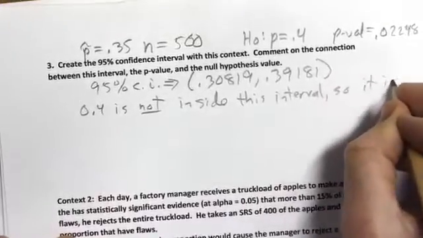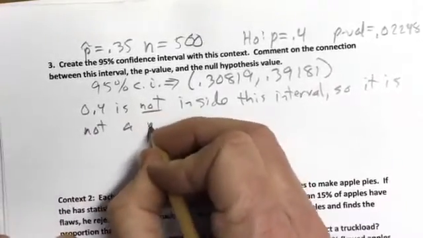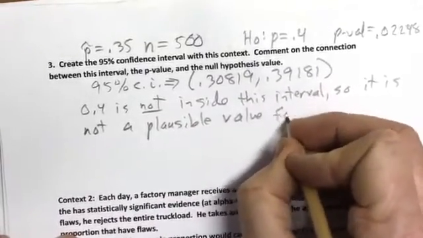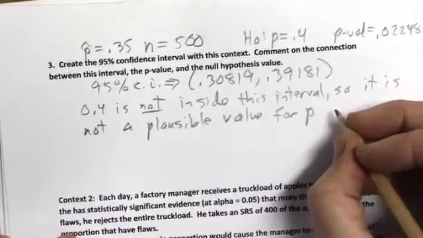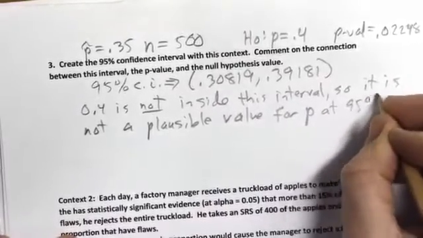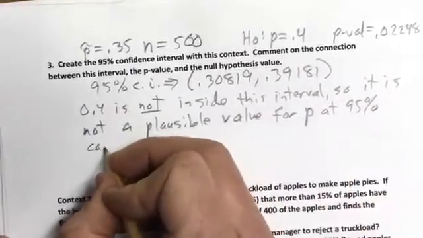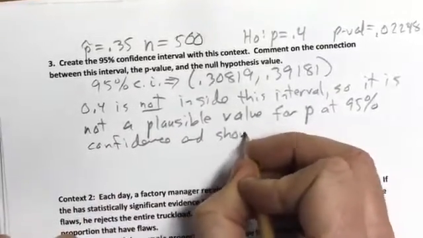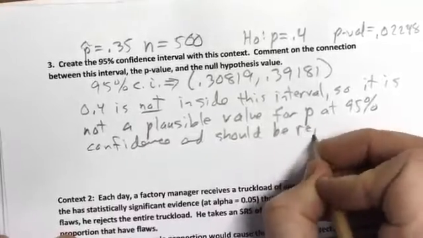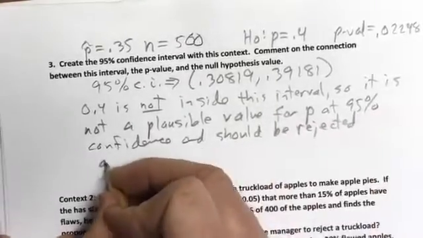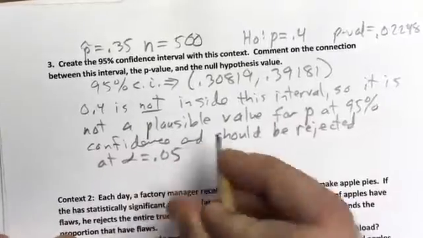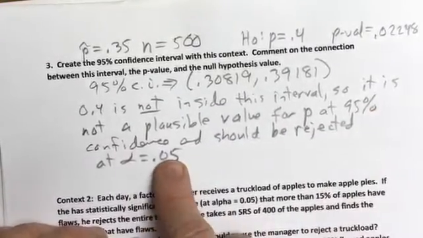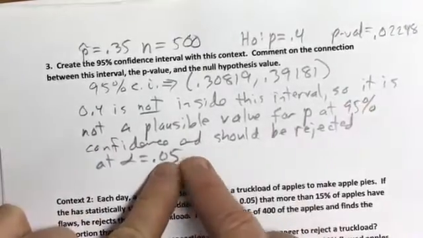So it is not a plausible value for P at 95% confidence. You really need to mention the 95% confidence. At 95% confidence, it should be rejected at alpha equal to 0.05. If it's not in the 95% confidence interval in a two-sided test, the p-value is going to be below 5%. These two have to add up to 100%, by the way.